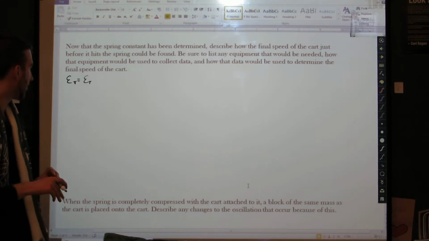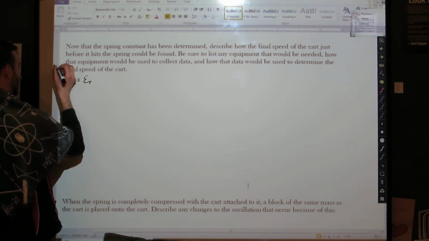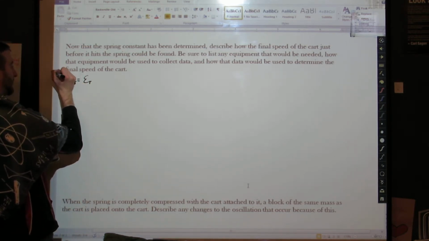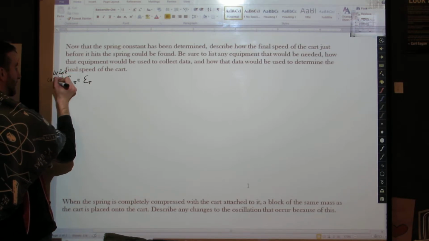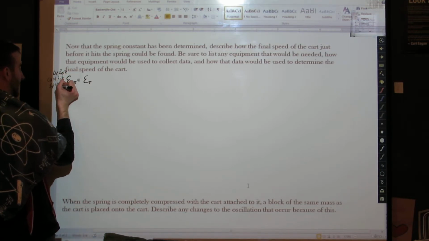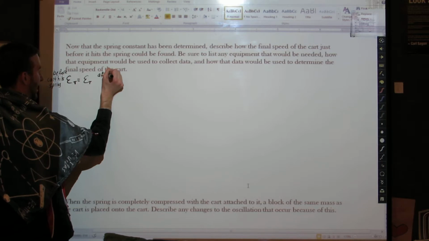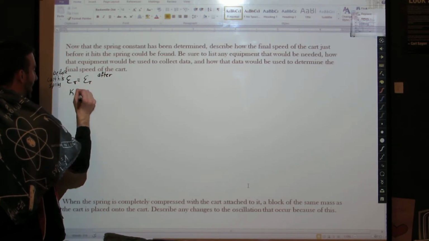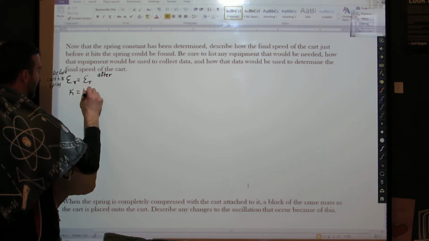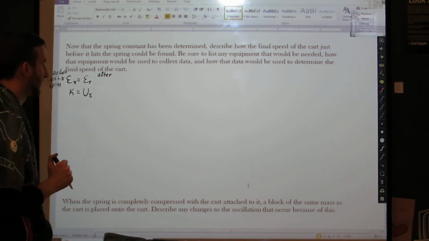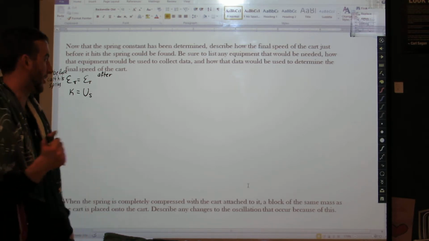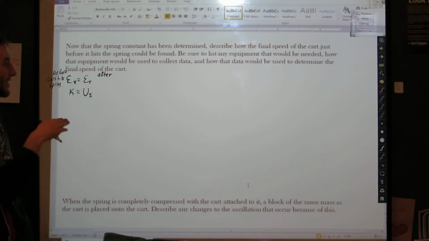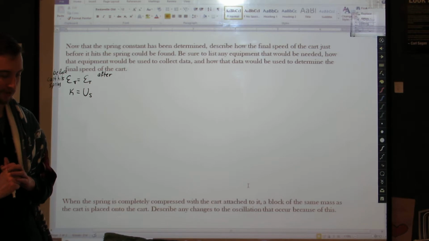So, this is before the cart hits the spring. And this is after that happens. Right before the cart hits the spring, there's a lot of kinetic energy. At the end, there is elastic potential energy, not right after the collision, I should say, but when it has compressed as much as it's going to.